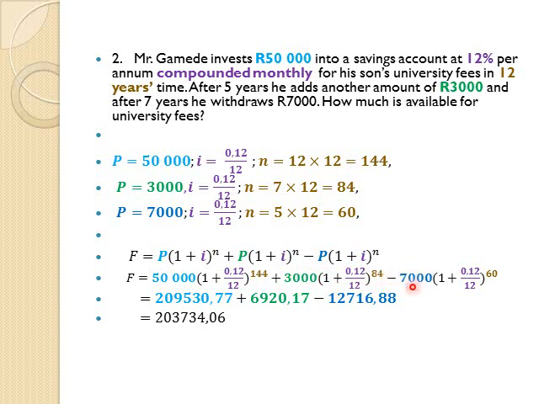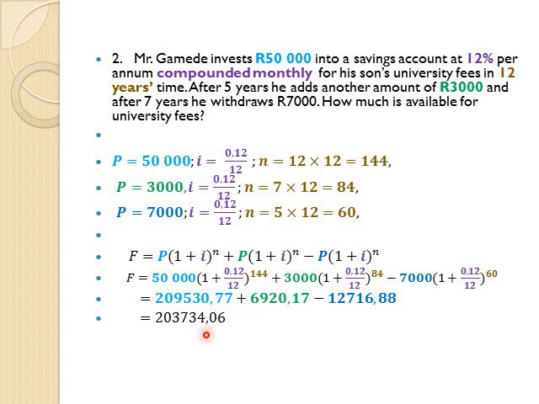So when I draw 7,000 rand, I have to take away the extra interest that it is receiving for the 5 years. So therefore n there is 60. Punch it in my calculator, you'll get the 3 values there. You can check. We add and subtract, we end up with 203,734 rand 6 cents. So hope you understand how we work with withdrawals.